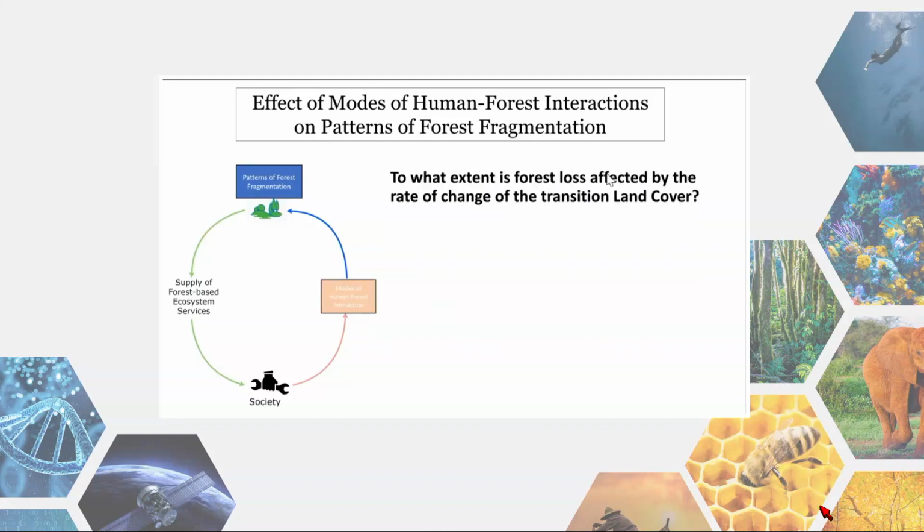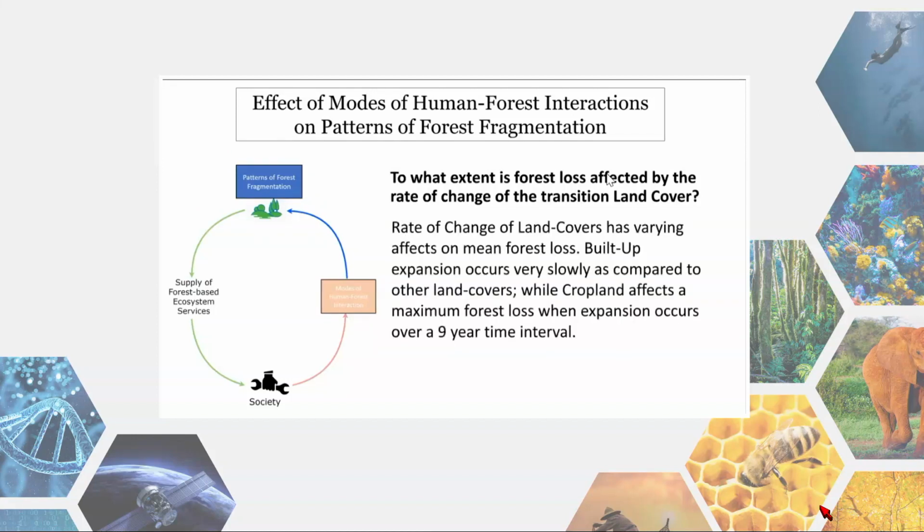The second question was, to what extent is forest loss affected by the rate of change of the transition land cover? Here we see that the rate of change of land covers has varying effects on mean forest loss. Built-up expansion occurs very slowly as compared to other land covers, while cropland affects a maximum forest loss when expansion occurs over a 9-year time interval.